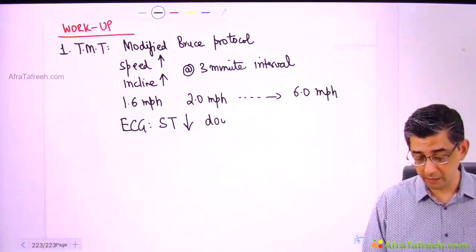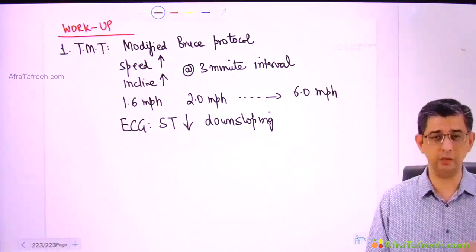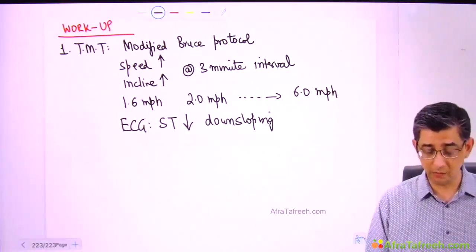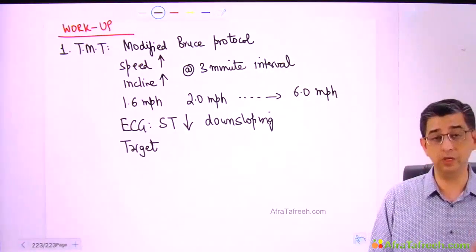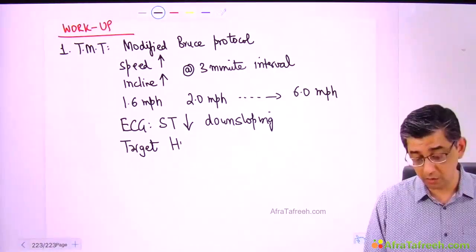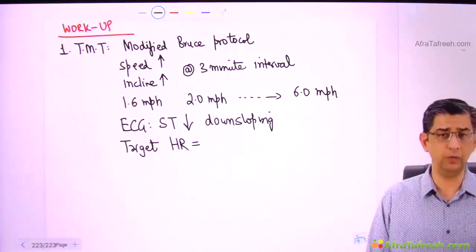Here he might deliberately write this word downsloping ST segment depression. So I will definitely hand draw this before you, but I just want you to remember that downsloping ST segment depression is one of the findings that you will get. And for how long should the person walk on the treadmill? It is not like 3 minutes or 4 minutes or 10 minutes.